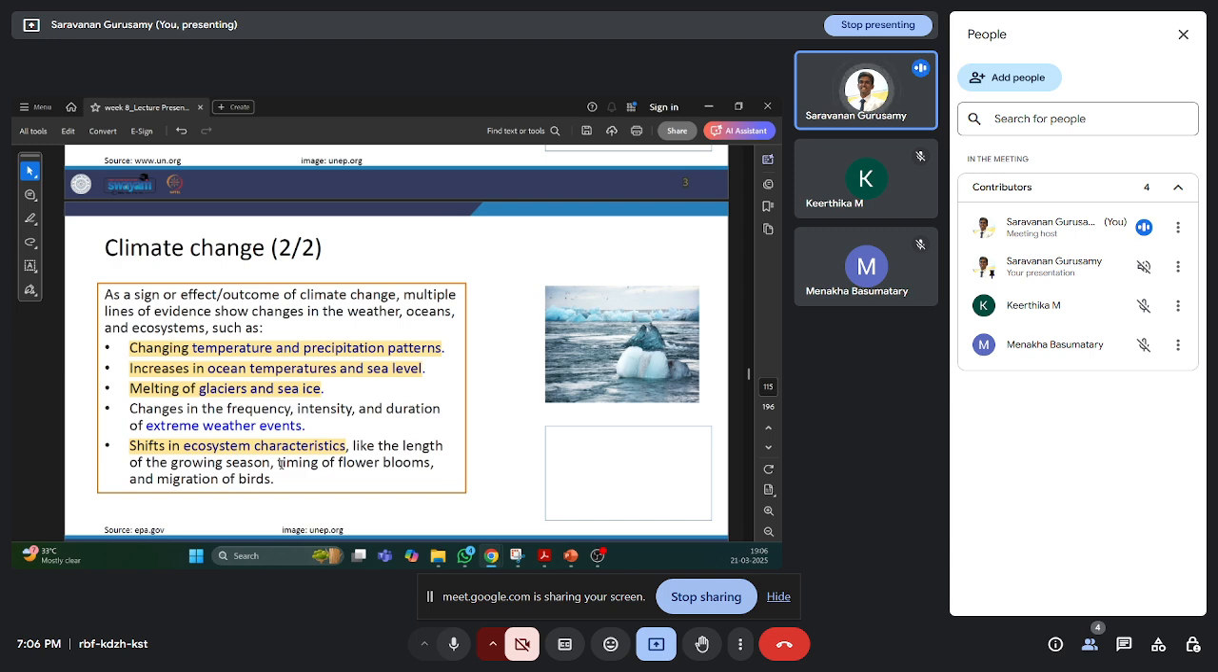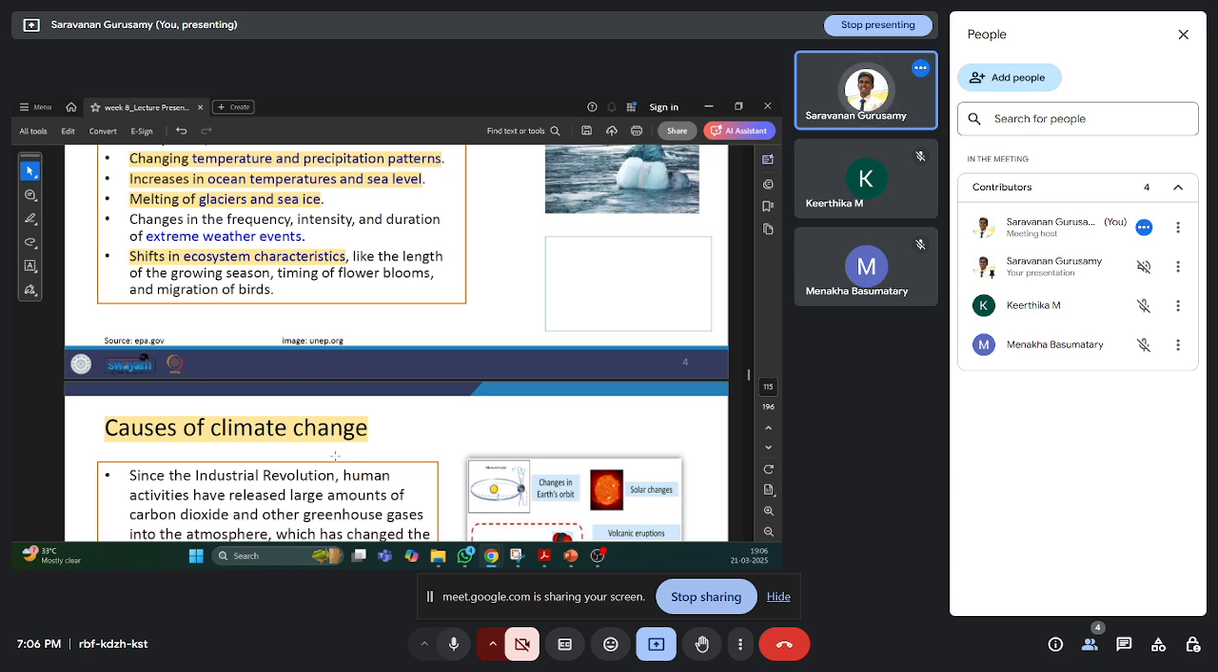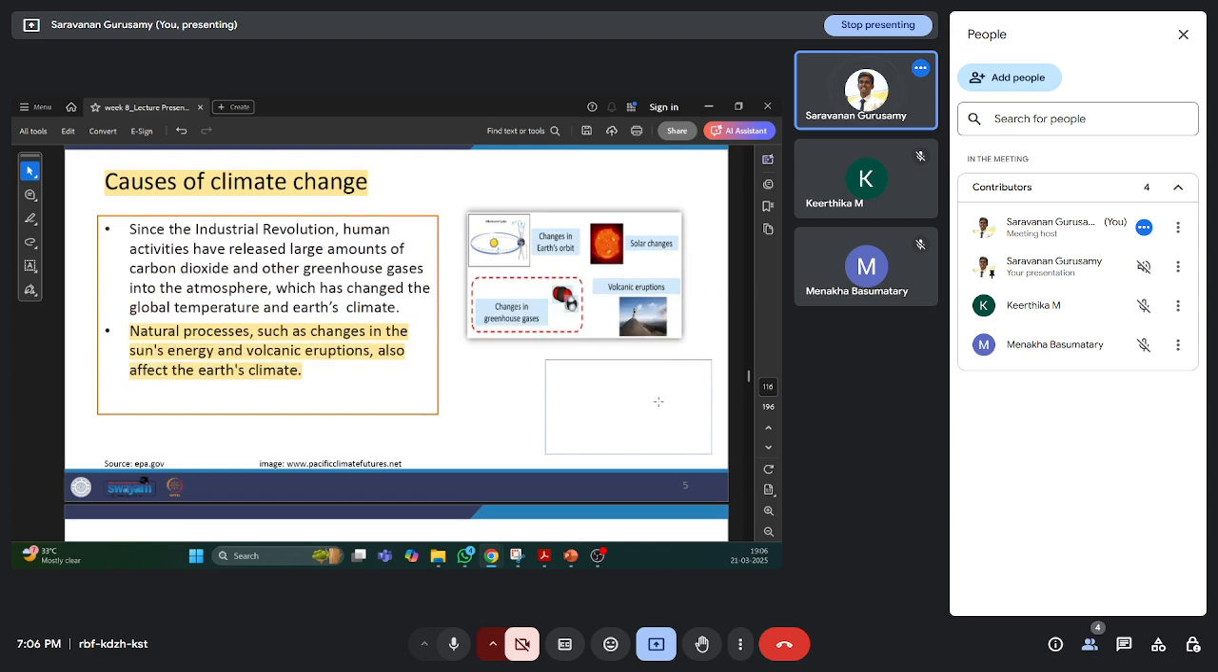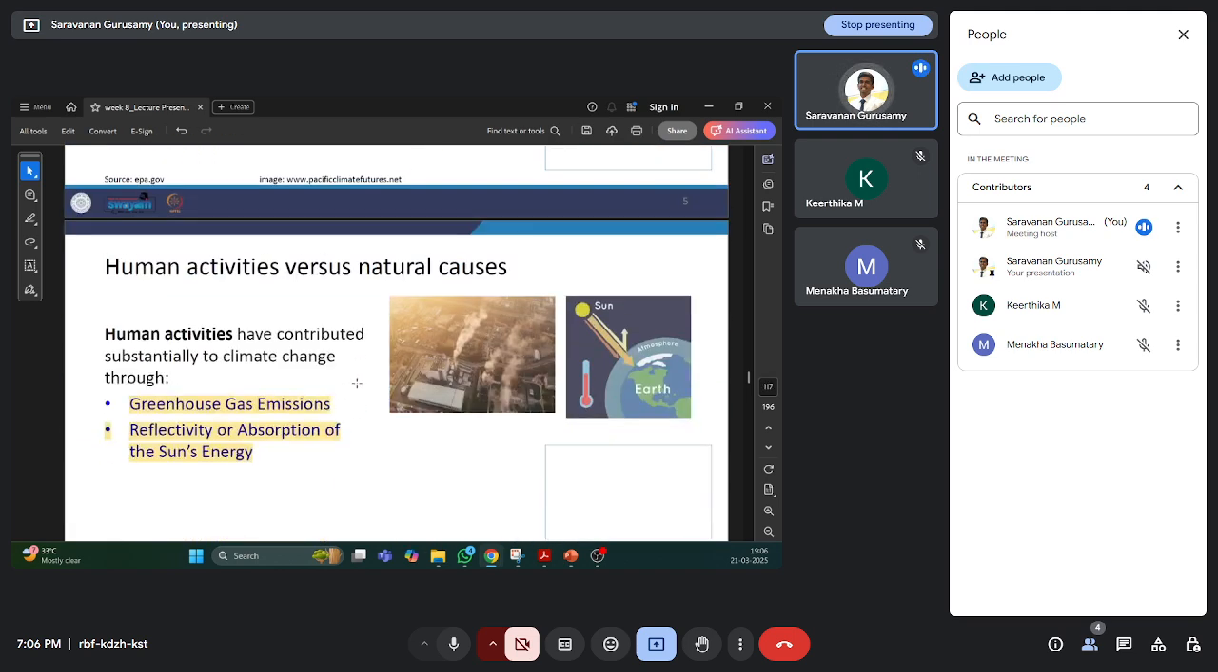So you can think about the exponential increase in the impact and the shift in ecosystem characteristics like the length of global growing seasons, timing of flower blooms, and migration of birds. These are all ecosystem characteristics, and the whole set of characteristics will get changed. So these are the causes of climate change: natural processes such as changes in the sun's energy and volcanic eruptions also affect the earth, but the major cause is human activity.